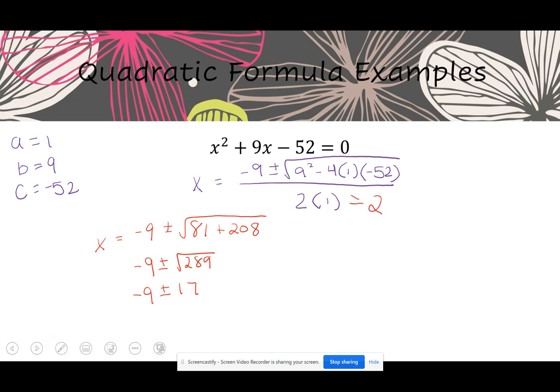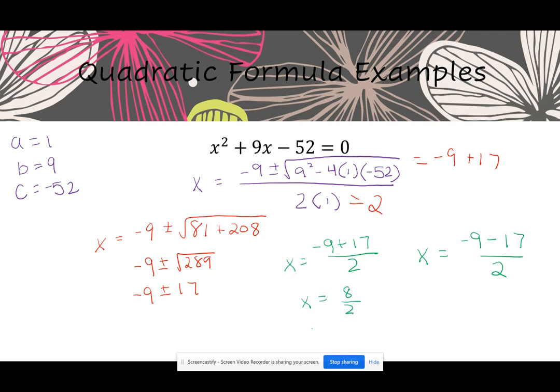So our 2 answers are going to come from this, because we're going to have x equals negative 9 plus 17 divided by 2, and x equals negative 9 minus 17 divided by 2. So we'll do negative 9 plus 17. It gives us 8 divided by 2, which is 4. And negative 9 minus 17 gives us negative 26 divided by 2. So x is negative 13.